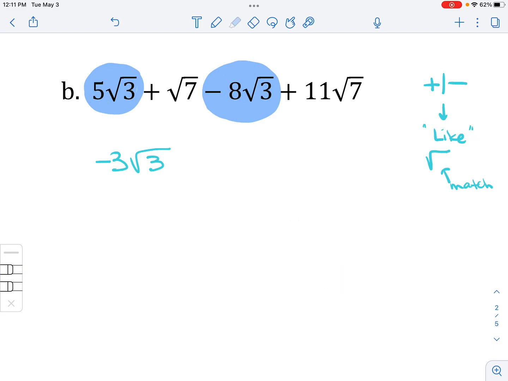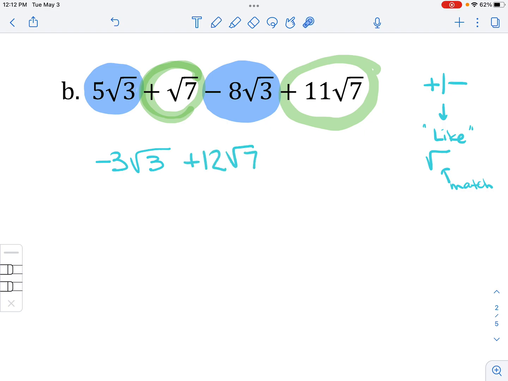So I see another match here, and that's that root 7. I've got that root 7 and another root 7. Again, I'm looking for these numbers to match, and then I just focus on the numbers in front. I've got a positive 1 in front here and a positive 11. So 1 and 11 together, that's 12. So I have 12 root 7s. If I have 1 root 7 from here and 11 of them over here, then together I have 12 of them. And that's it. That's all I've got to do in this kind of problem.